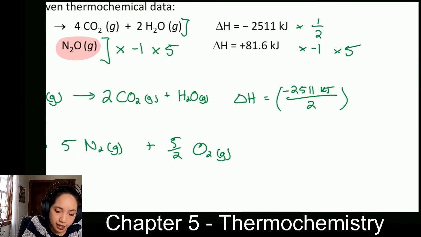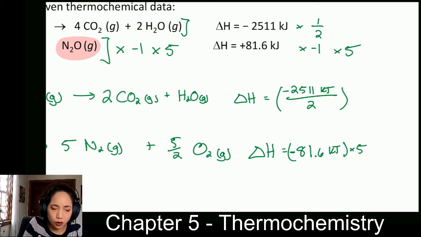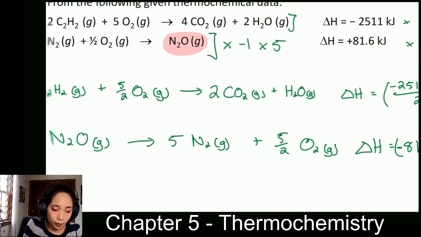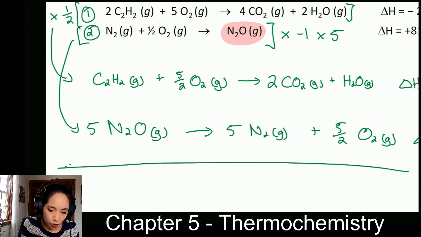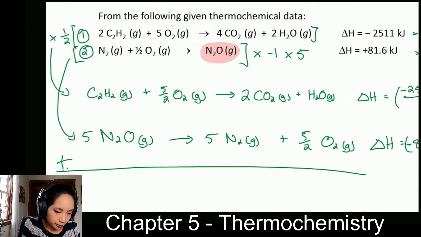All right. And then our new delta H value for this chemical reaction, I'll just remind myself, 81.6 kilojoules per mole. So it's negative now because we flipped it, and it's times 5. So I'll just do it at the end when I add them up. All right. So I flipped it and multiplied by 5 that whole thermochemical equation. So now that we've manipulated step 1 and 2, let's see if they add up to what we want. I really hope it does.